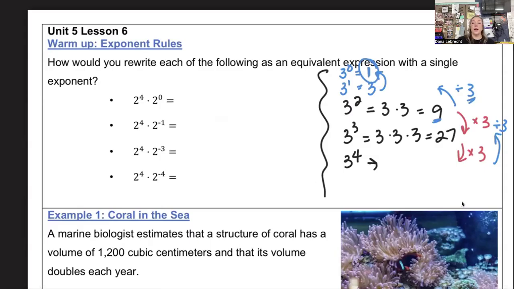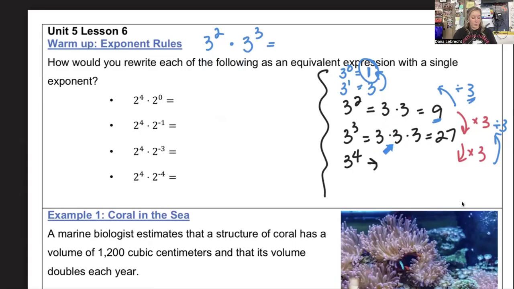Okay. And then our other piece that we want to remember from what we did before was if I have 3 squared times 3 to the third, 3 squared means I have 2 3s. 3 cubed means I have 3 3s. So in total, we have 3 squared, or 3 to the second plus 3, which is 3 to the fifth. So we can add those exponents to simplify.